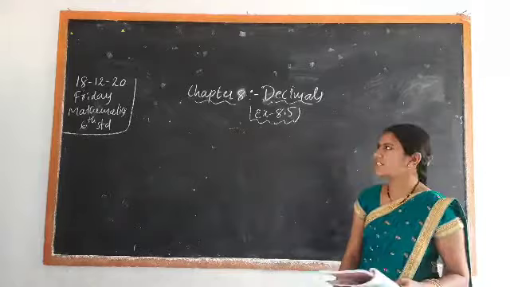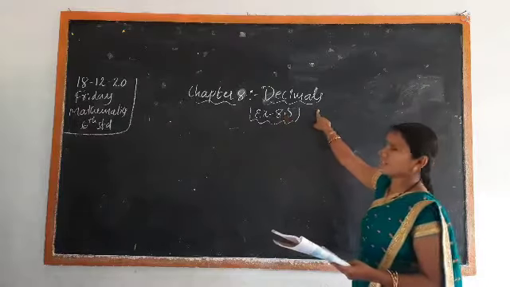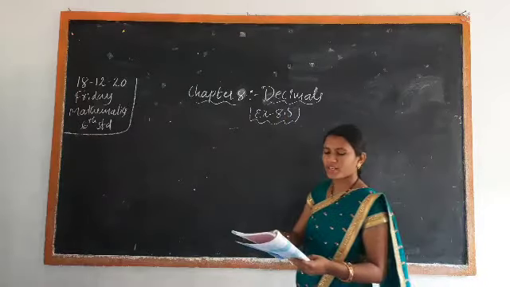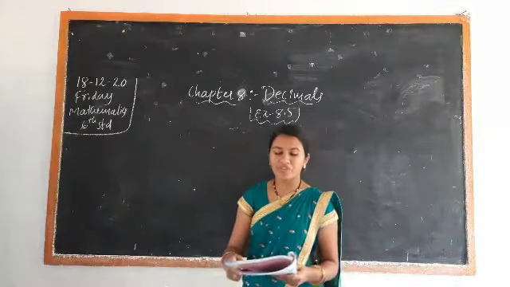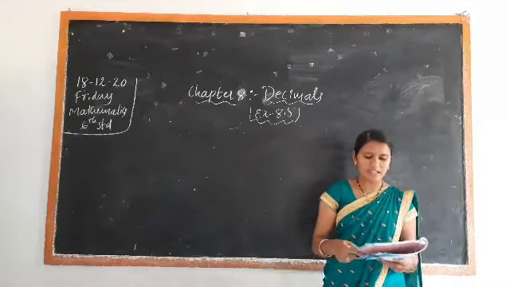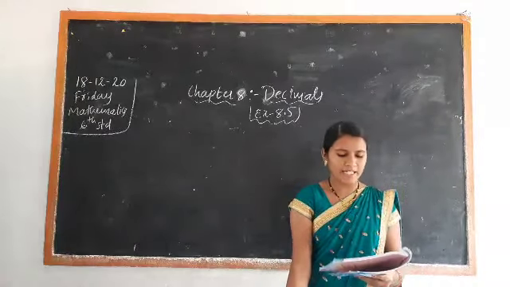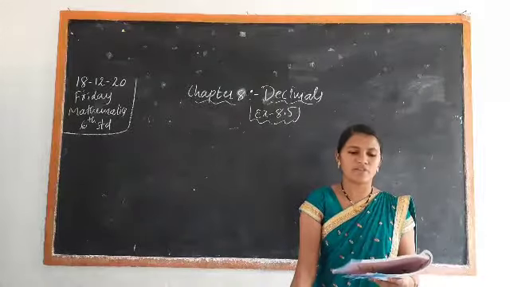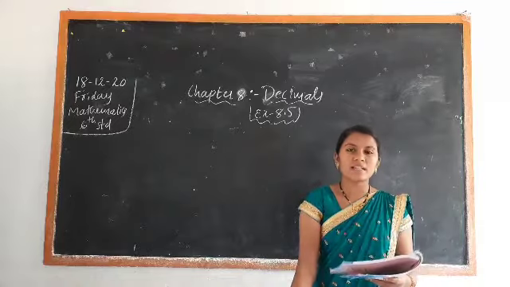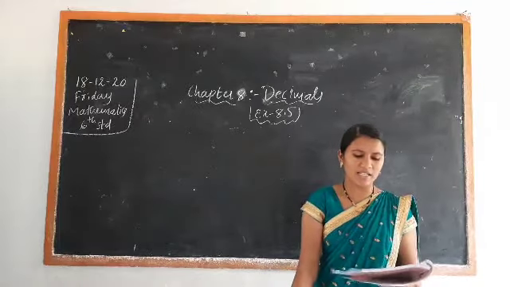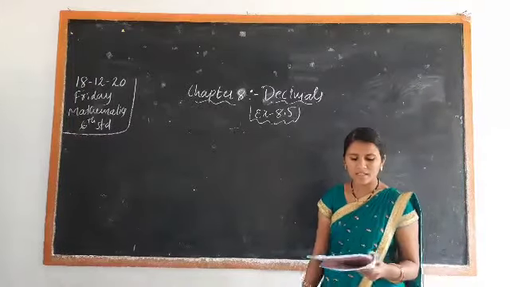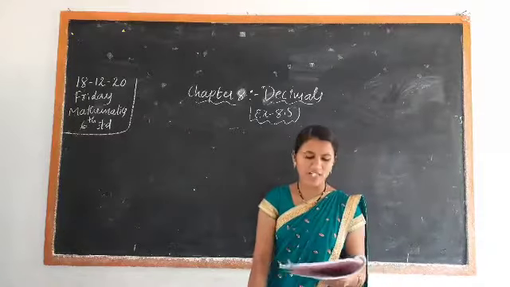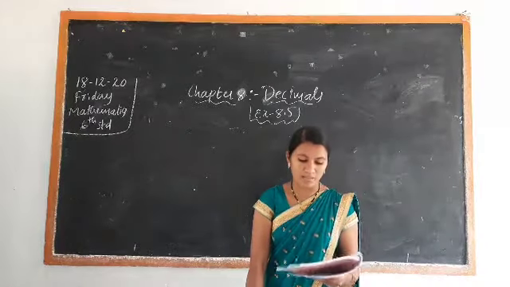Last class, we studied chapter 8, decimals. In that, exercise 8.4 was completed. Now you have to take exercise 8.5. Here, in the first question, find the sum in each of the following. Sum means you have to add the numbers. Here they have not given plain numbers, they have given decimal numbers.